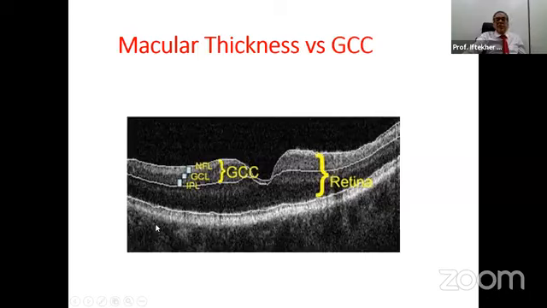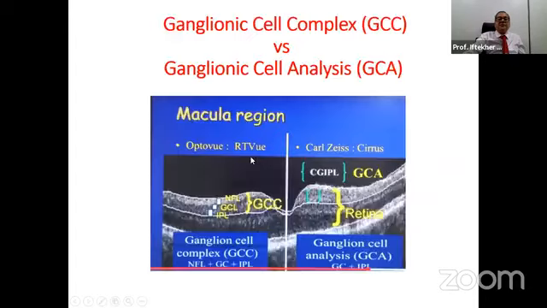Now, macular thickness versus ganglion cell. As the image quality improved, the OCT machine can separate the retinal nerve fiber layer easily. Here we see the ganglion cell body, internal limiting membrane and nerve fiber layer, and the whole retinal thickness from Bruch's membrane to the internal limiting membrane.